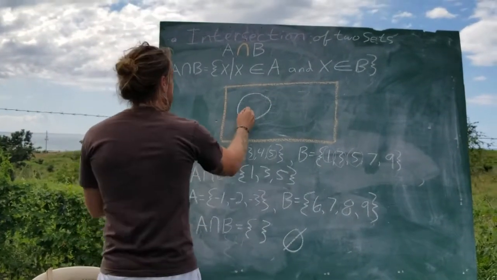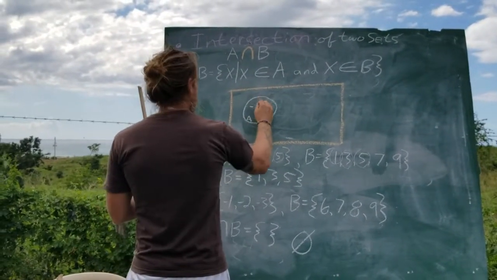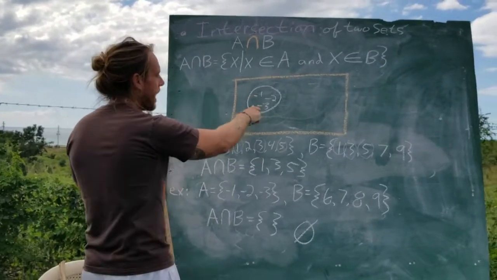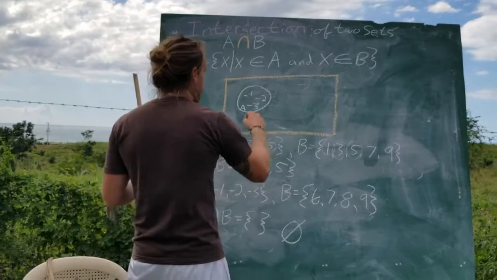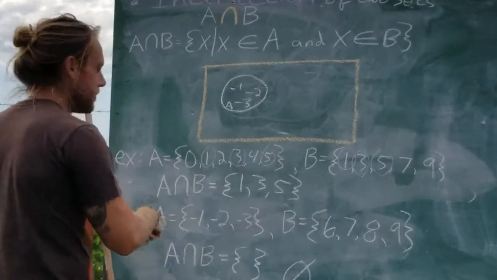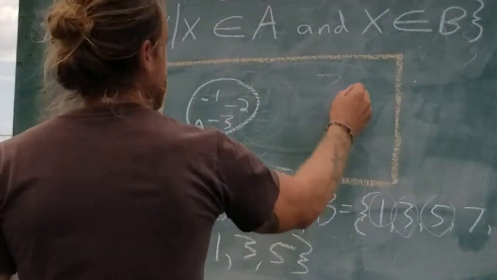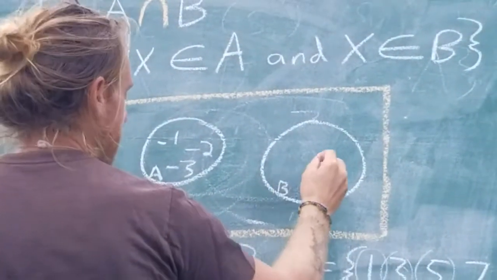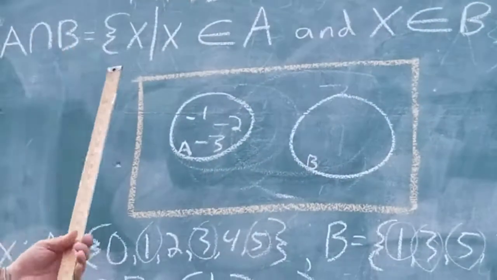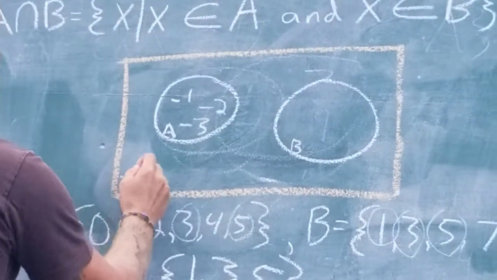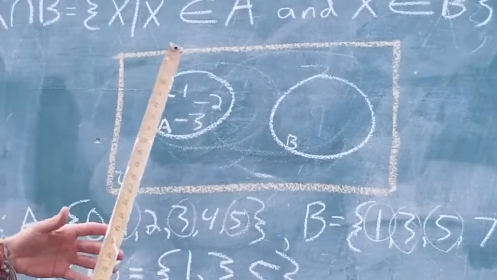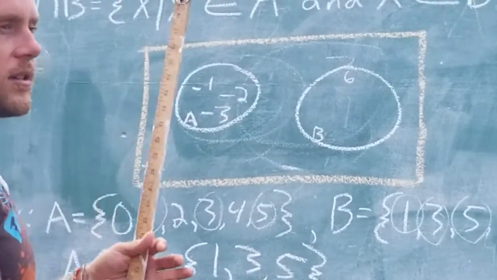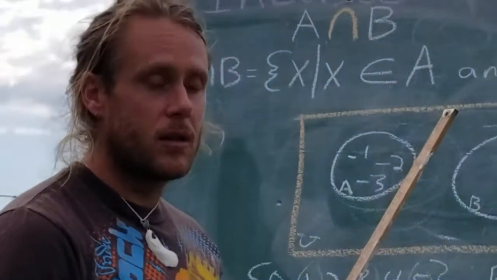Set A, -1, -2, -3. Now set B, it won't overlap because it doesn't share any elements. All elements in B are unique to B, and all elements in A are unique to A. So, we've seen this picture before. We have two sets. Of course, all elements constitute the universal set, all elements under discussion. But in this case, we see that these two sets are separated, or disjointed.